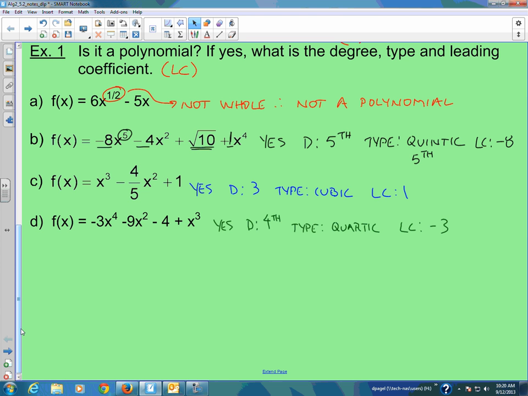All right, so there we are. Again, knowing the degree and the lead coefficient type is going to be very useful for us to sketch our graphs.